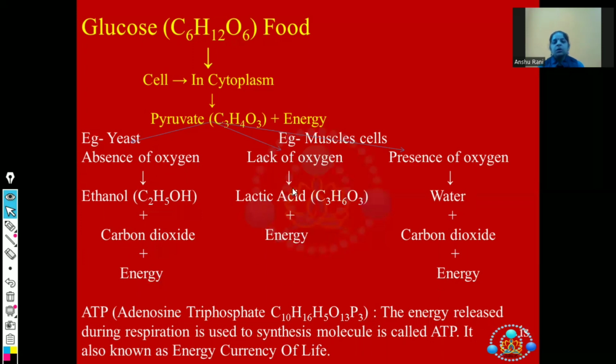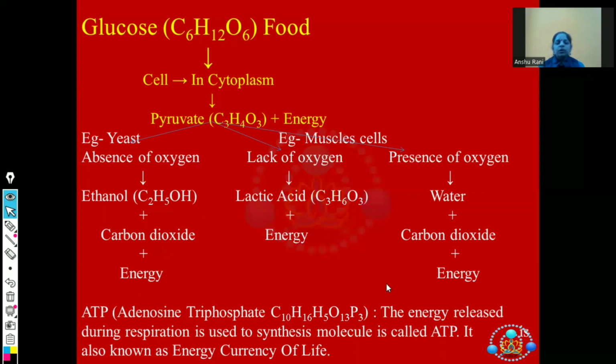Means this yeast process and this production of lactic acid in muscles, both are examples of anaerobic respiration. And this is an example of respiration which is taking place in the presence of oxygen. So it can be termed as aerobic respiration.